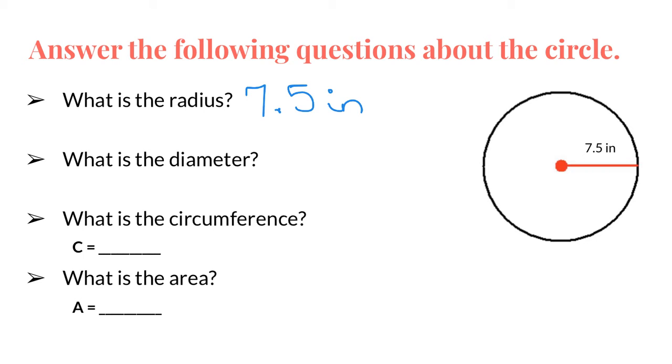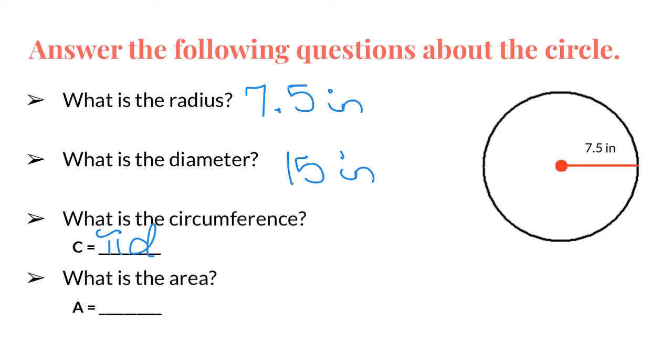15 inches. How did you get that? I just added 7.5 plus 7.5. Okay, so doubled your radius. And you have 15 inches. Circumference is pi times diameter. So how would we find the circumference of this circle?